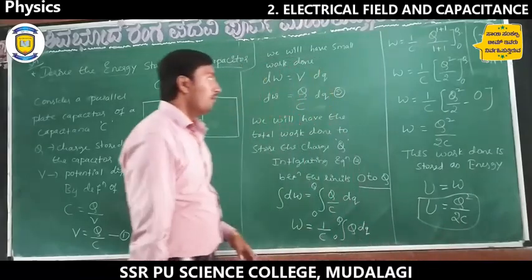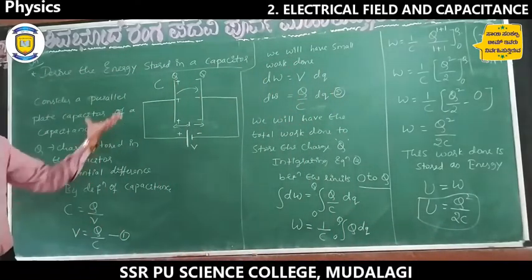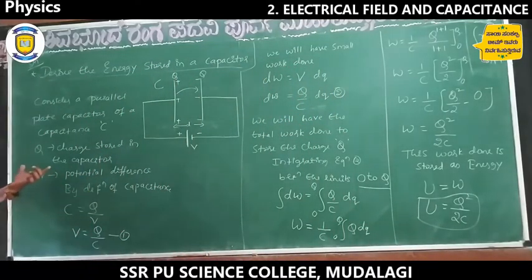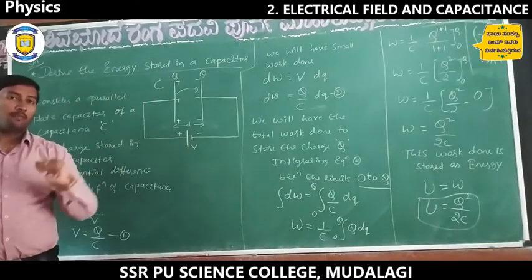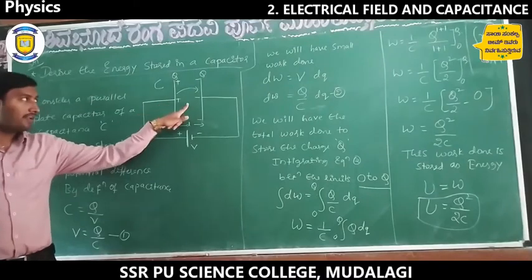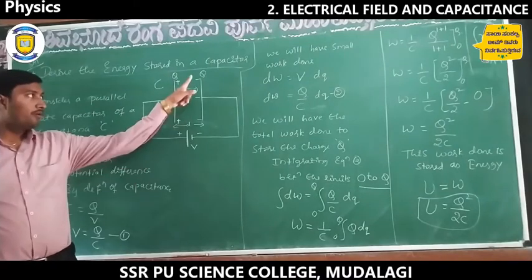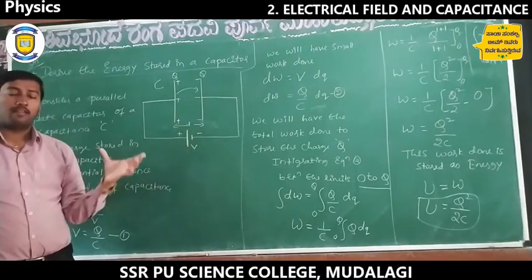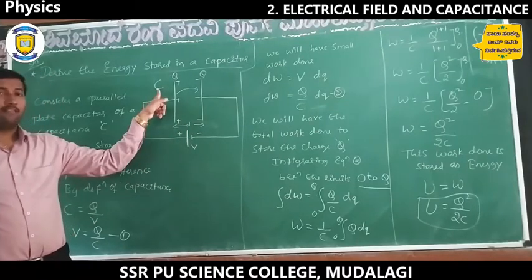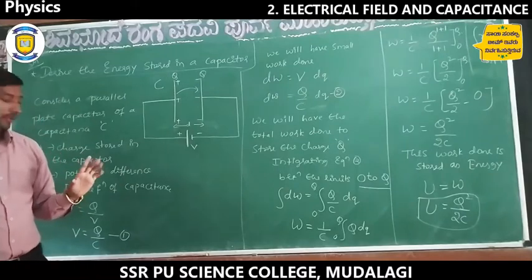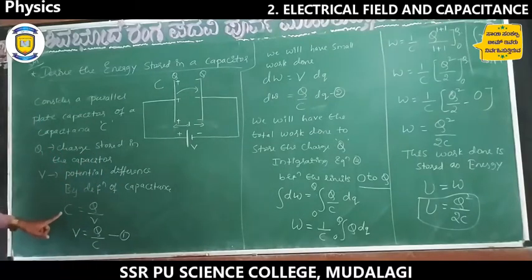We'll have one more look, everyone, let's go through it once more: derive the expression for energy stored in the capacitor. Correct. This is the capacitor. One is the positive plate, one is the negative plate. Here the potential difference is applied to the capacitor. C is the capacitance of the capacitor. By the definition of capacitance, C equals Q by V, so V equals Q by C.